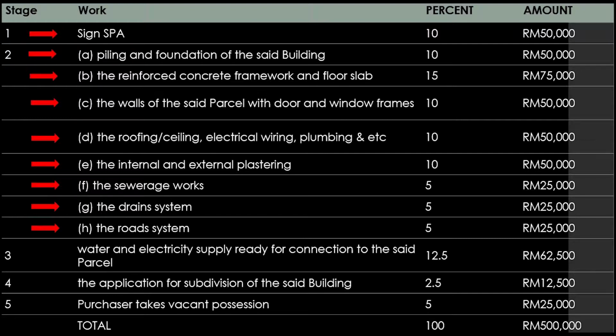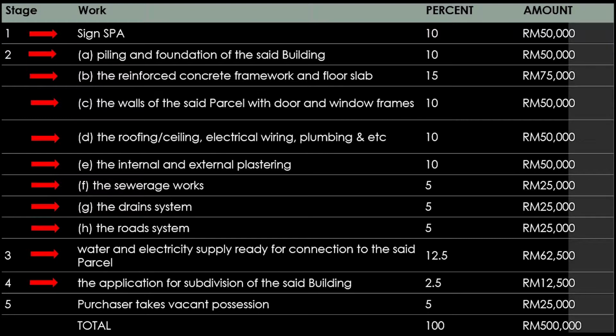Now, you will realize everything is done, but the water and electricity supply is not connected yet. Although they already have all this facility, it's not connected to TNB and Syabas. Once they connect everything, pay the deposit and register your name, it will be another 12.5%, which amounts to 62,500. Then comes the fourth stage, which helps you to apply for your subdivision.